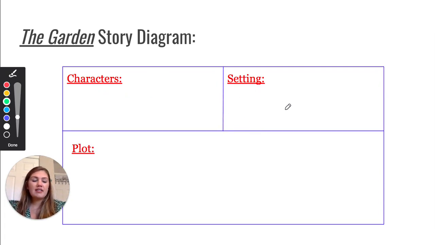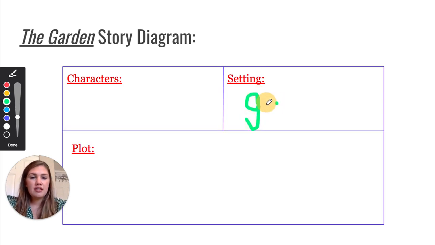Once you have both of our two characters in that box, we're going to move over to the setting. The setting is where the story took place the whole time. They're pretty much always in the same spot. So go ahead and write that in your setting. If you need help, it's actually already kind of written on this screen. Just a little hint. You should have identified that they were in the garden the whole time. So you already have it written up here. I'll try and write it again.